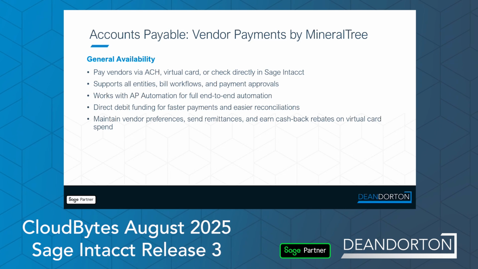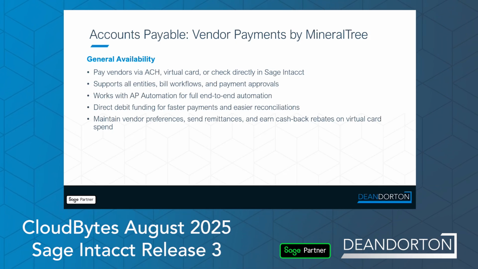So this is the capability inside of the AP module to, I want to say, set it and forget it type of payment process with Mineral Tree. You can pay vendors by ACH, virtual cards, or checks directly from Sage Intacct. All entities, bill workflows and all payment approvals. Works with AP automation for a full end-to-end solution. So if you're using AP automation inside of Intacct, you can take advantage of vendor payments by Mineral Tree to be able to actually finish that, as it says, end-to-end automation solution to make that payment for you.